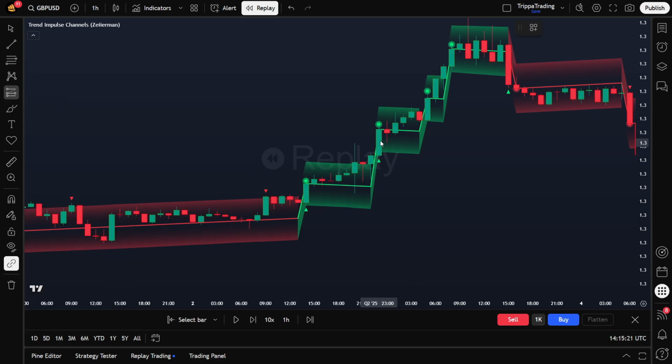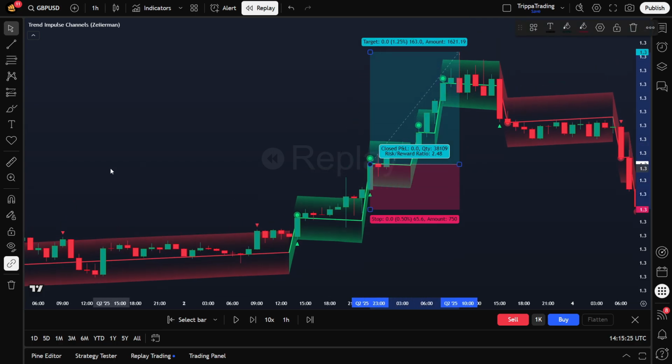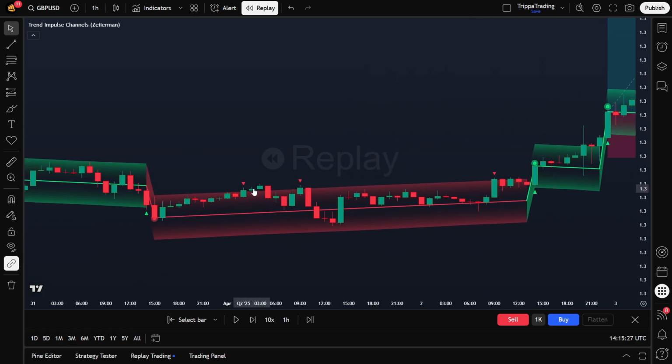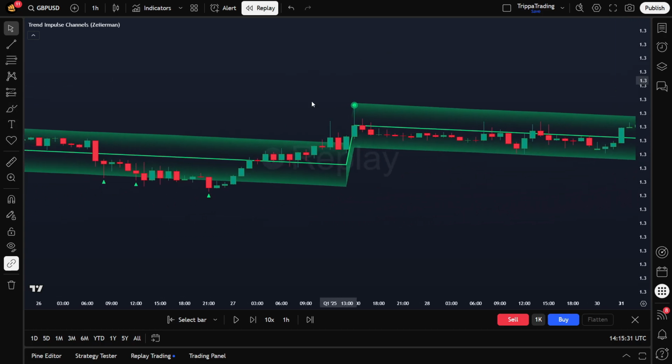This structured view really cuts down on the guesswork. You don't have to keep wondering if that little pullback is the end of the trend or just a pause. You can see it laid out in a clear, rule-based way that reacts to real price movement.